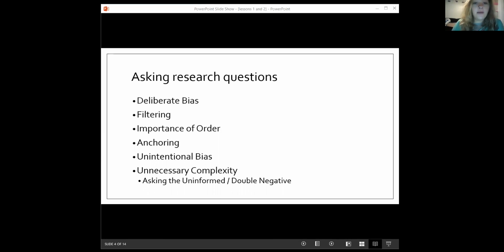Importance of order. Basically, this is just saying that the order that your answers are in, like A, B, C, D, E, whatever, does matter. If it didn't, then if we switched up the order, there wouldn't be a difference in the responses, but it has been shown that if the order is switched up, there is a difference in what type of responses we get. So there is an importance in order there.